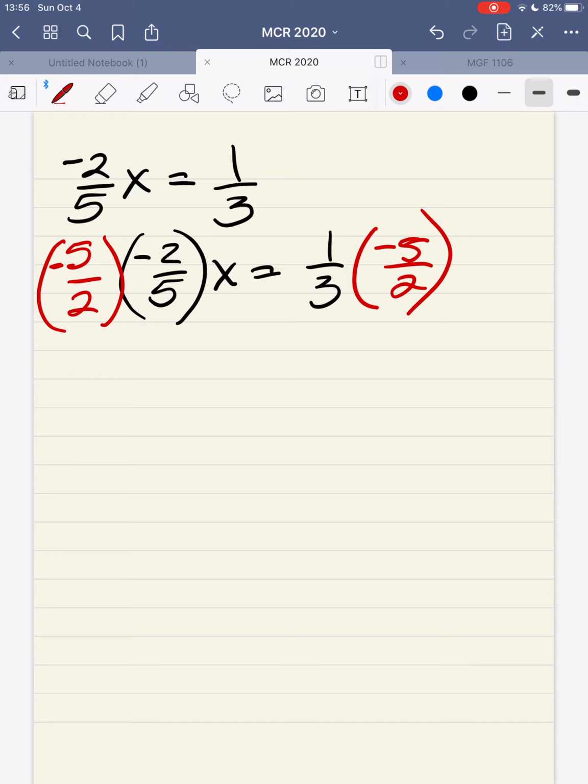And if I go ahead, the negatives are going to cancel, the 5s and the 2s are going to cancel, leaving me with just x. Here I'm looking and I don't see anything that simplifies, so I'm going to multiply straight across. Now the negative and the positive here is going to give me a negative number. 1 times 5 is 5. 3 times 2 is 6. And I'm done. And we're going to use this a little bit when we talk about our main topic for the day.